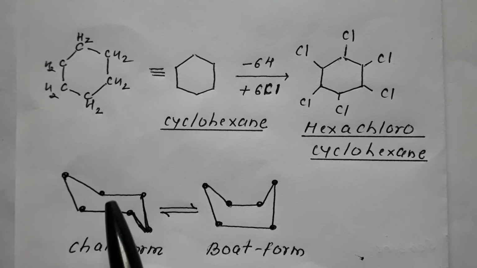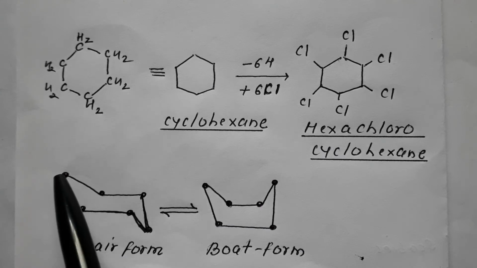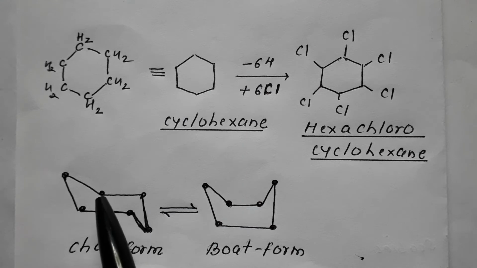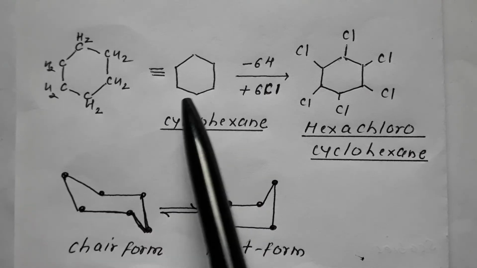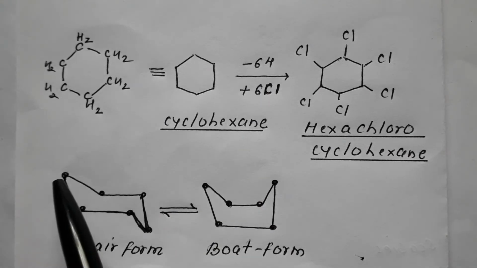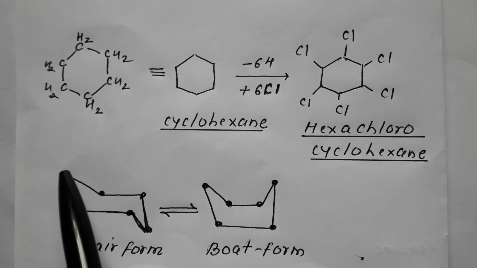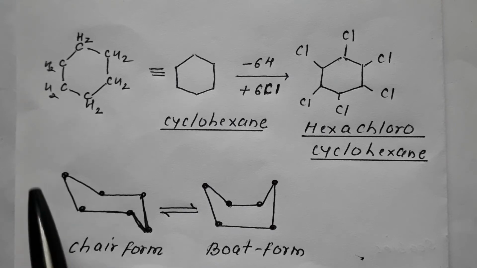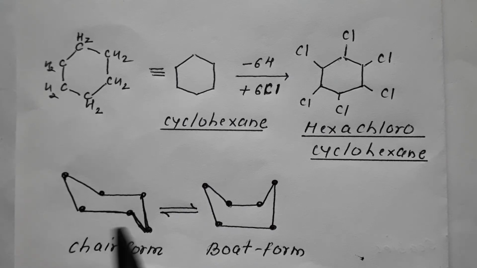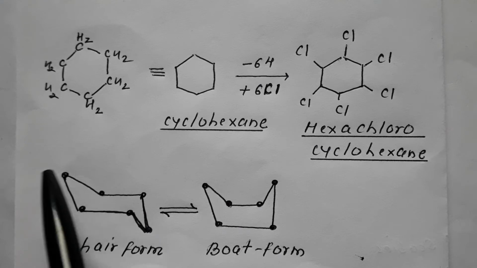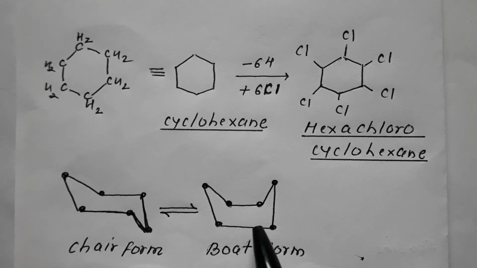Out of 6 carbons, 4 are in the plane, 1 above the plane, the other below the plane. It is called chair form. Now if 2 non-planar carbons are placed on the same side, either on the upper or on the lower, then it is termed as boat form.